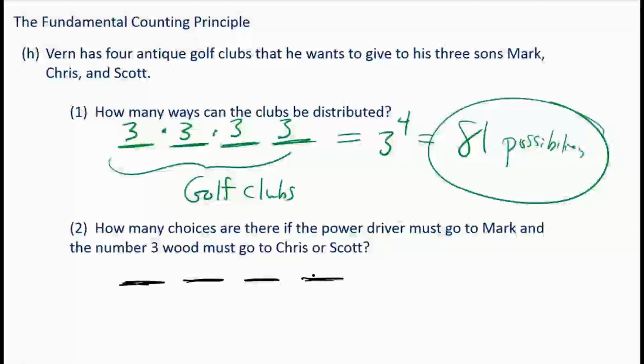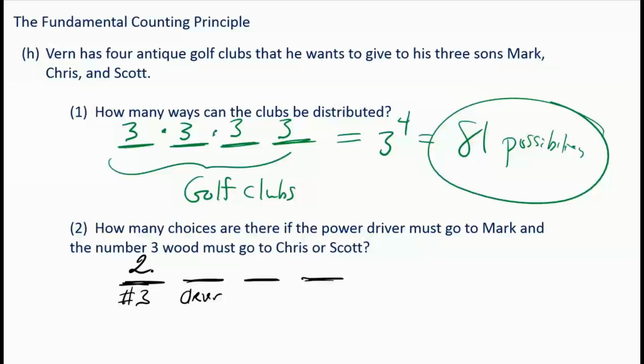Okay, now, if you have a restriction, the smartest thing to do is to put the restriction first. We have probably already talked about this. But how many choices are there if the power driver must go to Mark and the number 3 wood must go to Chris or Scott? Let's put the number 3 wood first. Okay, and then next, let's put the power driver. So the driver is second. And then we can decide on the next one. So how many ways can we give out that number 3? It says the number 3 wood must go to Chris or Scott. How many options is that? That's 2, right? We only have 2 places the number 3 wood could go.